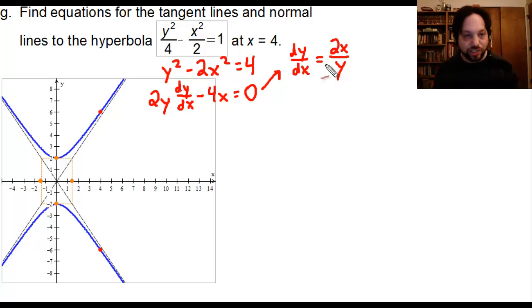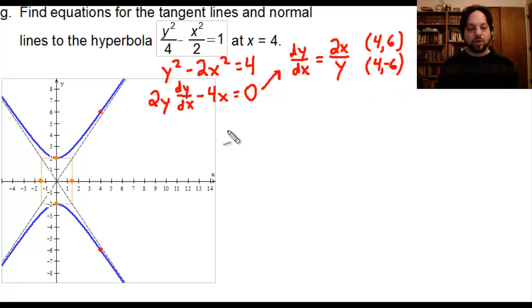So for our tangent lines, that will be the slope, and we'll be passing through the points (4, 6) as well as (4, -6). All right, so let's go ahead and start with doing the point (4, 6) here. I'm going to do this down here. Our tangent line to this, and let me write tangent here.